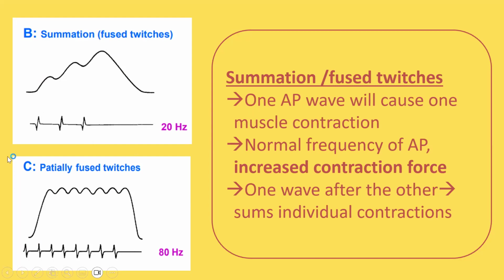Okay? In this diagram, it is the same, but it's because we increase the frequency of the action potential waves. See, with more action potential waves, you will have fused twitches because they will sum together. You still have one wave after another with the same frequency, but you are summing each individual contraction. So this is one contraction, this is one contraction, this is one contraction, you are summing them. Here it's the same case, but because of less frequency of action potentials.